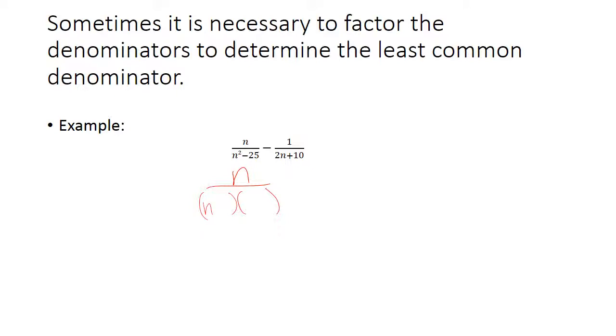And I do n minus 5 and n plus 5. Oops, excuse me, not n squared minus 5. Difference of squares right there. Minus 1 over 2n plus 10. I could factor out a 2, so I'd have 2 times n plus 5.